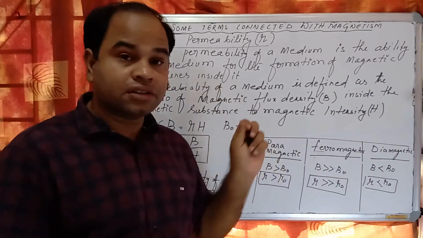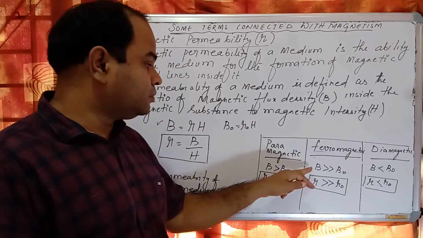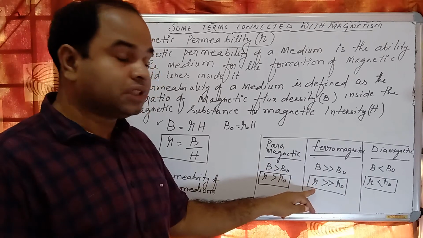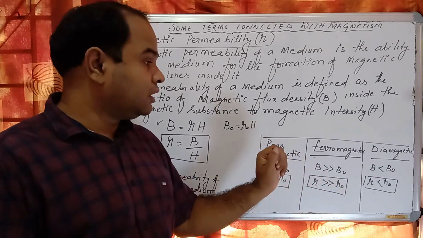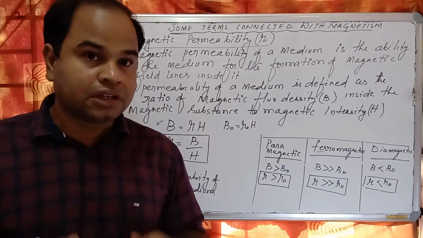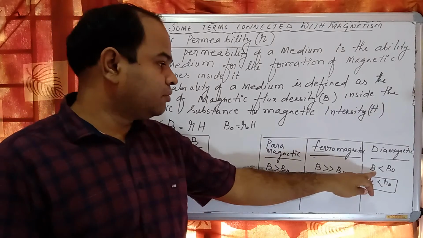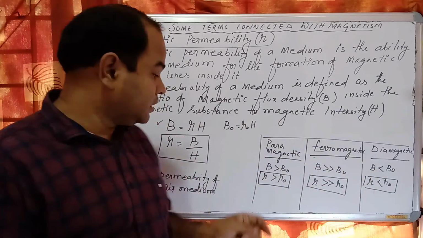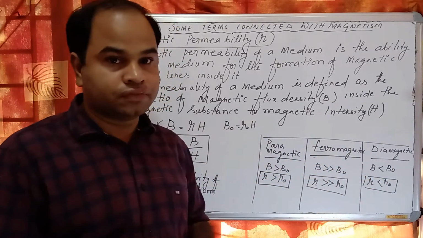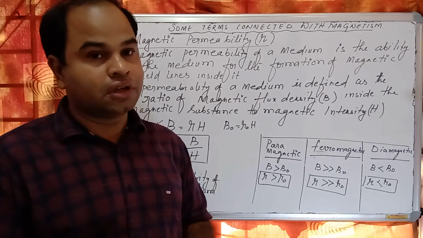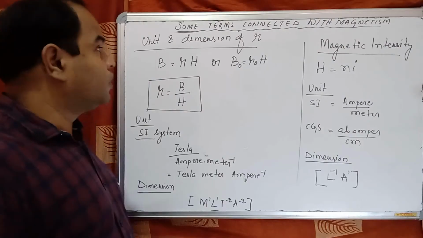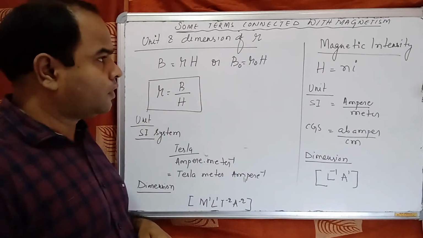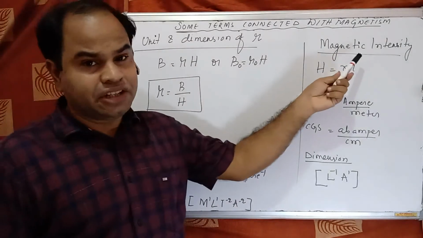Similarly, for a ferromagnetic substance we discussed that B is greater than B naught, so in that case mu is greater than mu naught. In a diamagnetic substance, they are repelled by the magnet, so B is less than B naught, and mu is less than mu naught. All these things will be required for a short question in our board exam. Next, the unit and dimension of permeability.